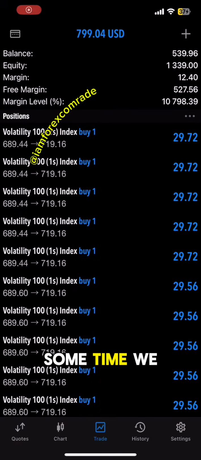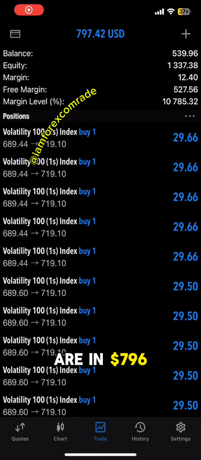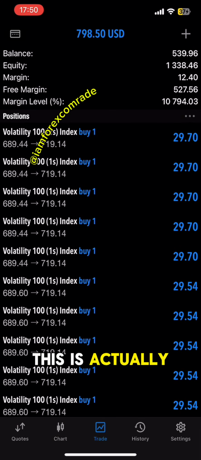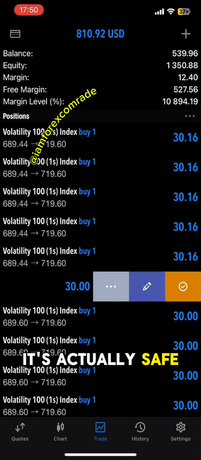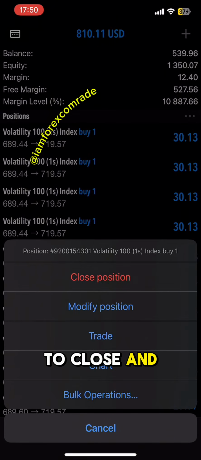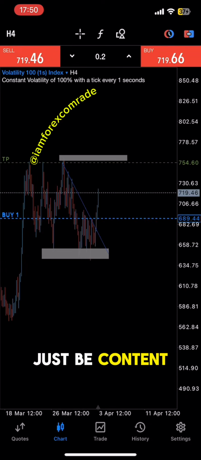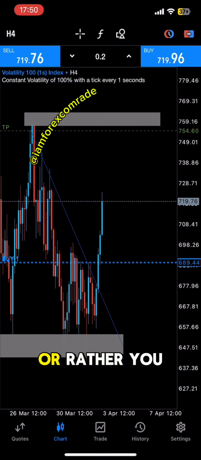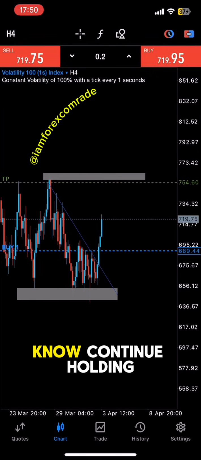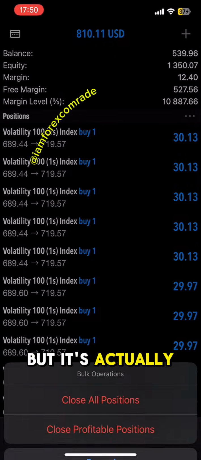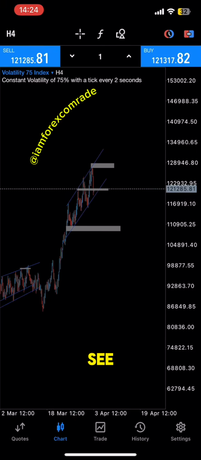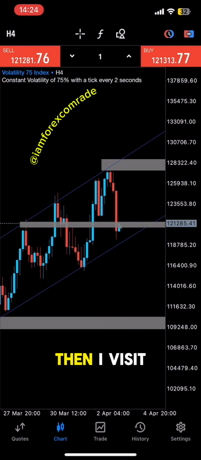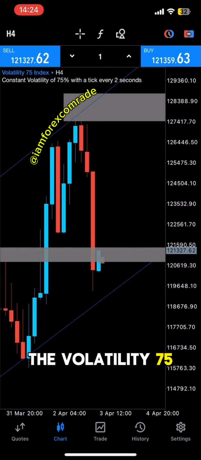And then after some time, we are in $796 profit. This is actually a lot. We've already doubled the account. It's actually safe to close and just be content with the profit that we've collected, or rather you can just continue holding, but it's actually risky. And now it's time to close. As you can see, I've closed, and then I visit the volatility 75.